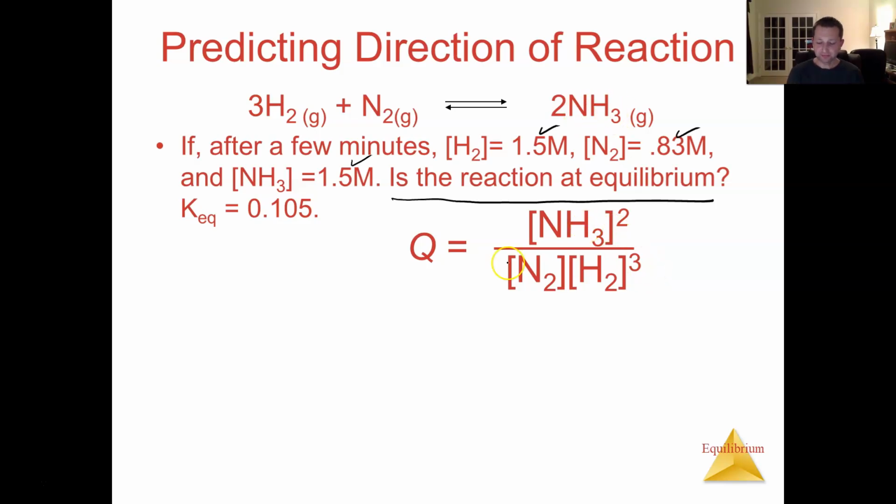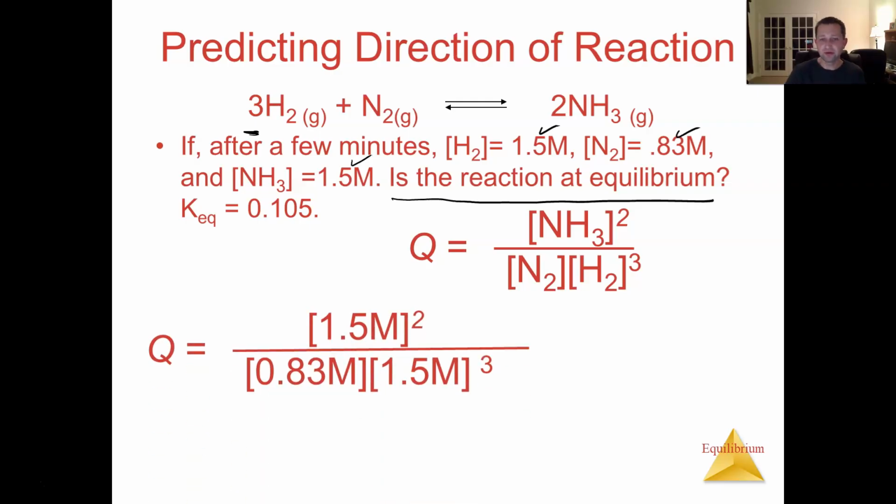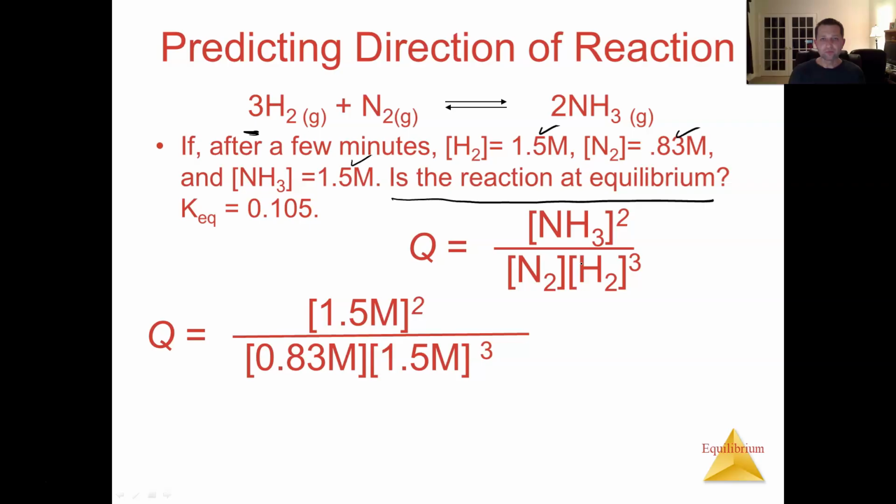Okay, it's our product over reactants. N2 to the first times H2 cubed, because of the coefficient 3 there. This is the same as our Kc expression, except we don't know if we're at equilibrium, so it's Q. Plug your numbers in. Take a second, copy that down, and figure out what Q is.